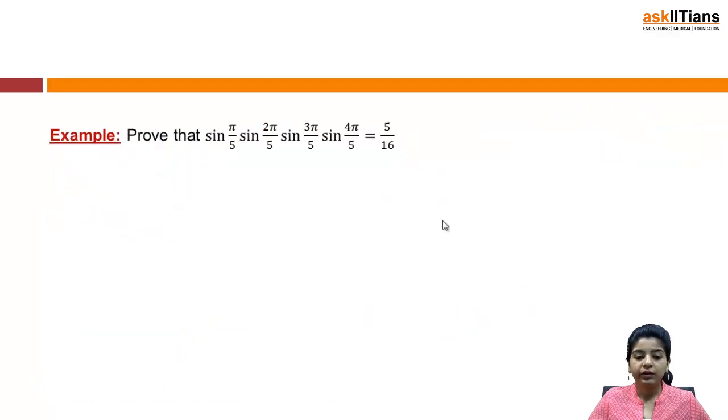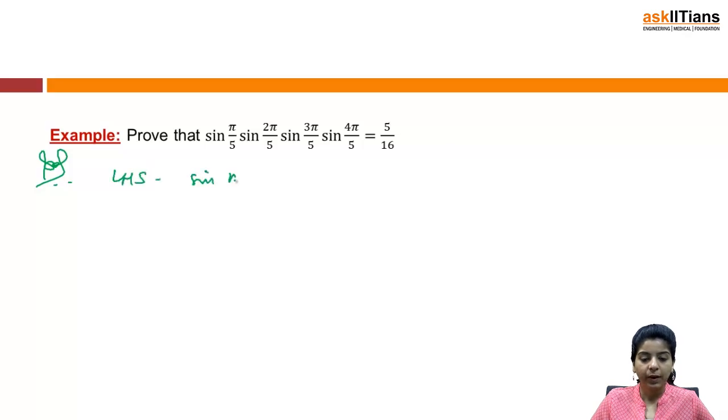So let us discuss one example based on this. Prove that sine pi by 5, sine 2 pi by 5, sine 3 pi by 5, sine 4 pi by 5 is equal to 5 by 16. So LHS, if I take, is sine pi by 5, sine 2 pi by 5, sine 3 pi by 5, sine 4 pi by 5.